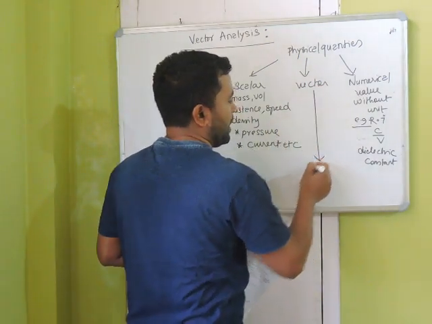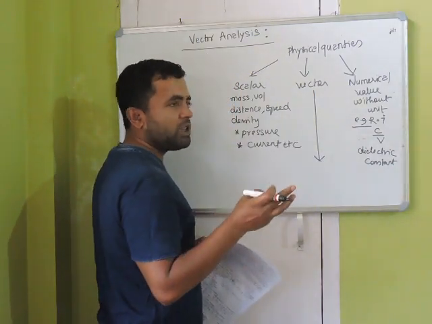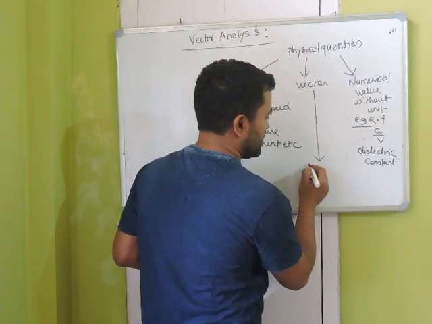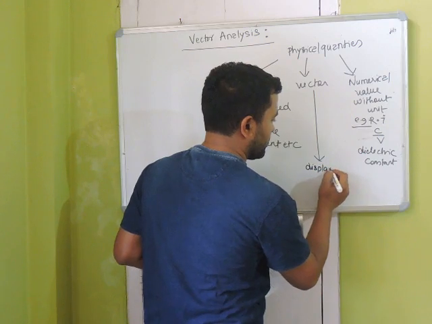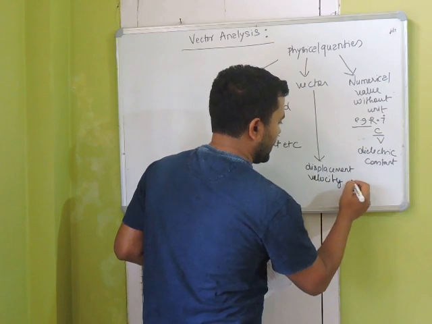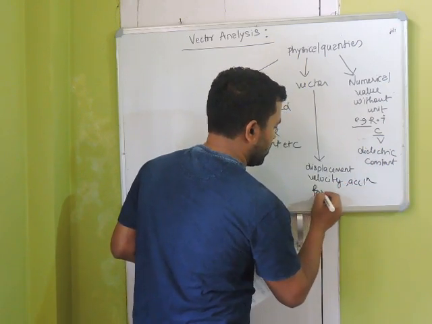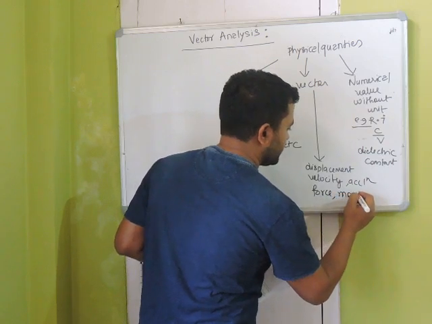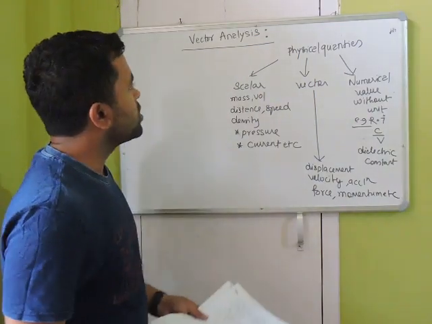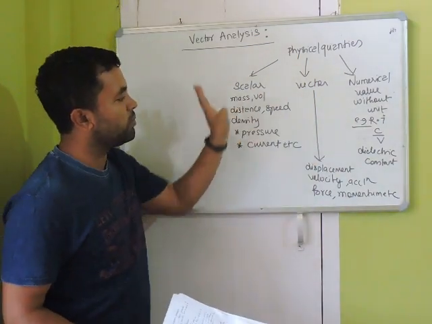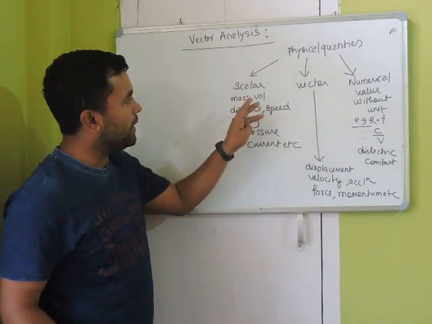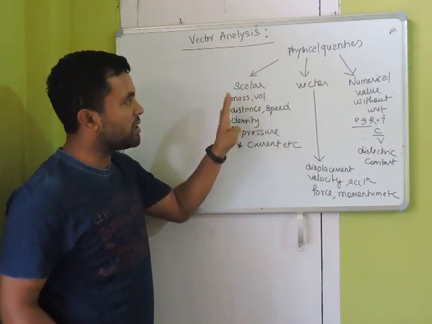Now vectors are a special physical quantity which has magnitude and direction. An example is, let us say, displacement, velocity, acceleration, force, momentum, etc. So all the physical quantities are put in these three categories. They have magnitude and direction, and they have only magnitude. It's just represented by a number.